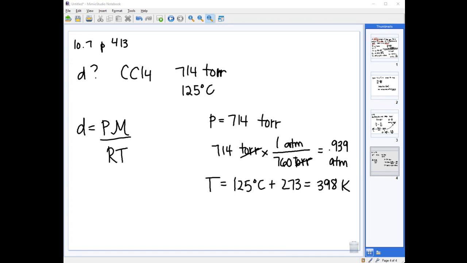Yes, 153.81. So my molar mass is 153.81, and that's in grams. And remember, a lot of times when we're looking at molar mass, we just slap that grams on there. But remember, it is grams per mole, and that's going to be very important.